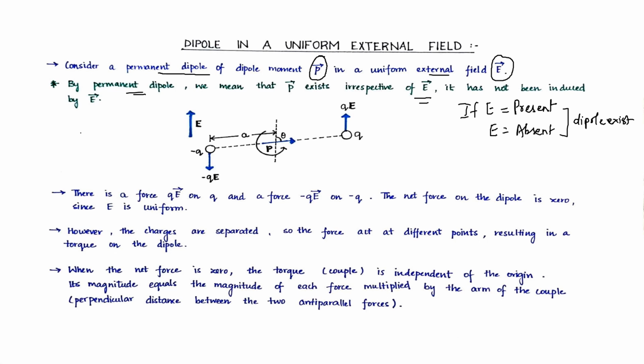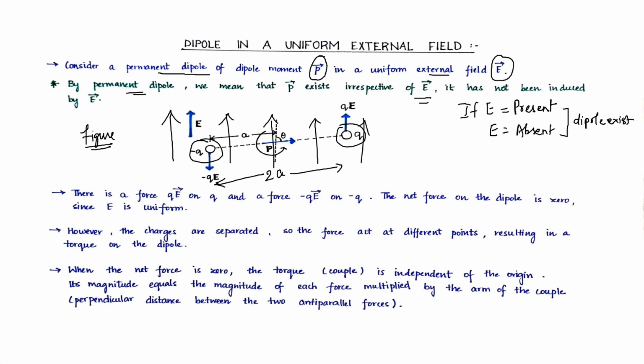Now, the figure states that this is our dipole having minus q and plus q charge with a length of 2a, placed in a uniform electric field which is going in this direction. Due to minus q, the force on minus q is in the opposite direction. What is the value of the force?